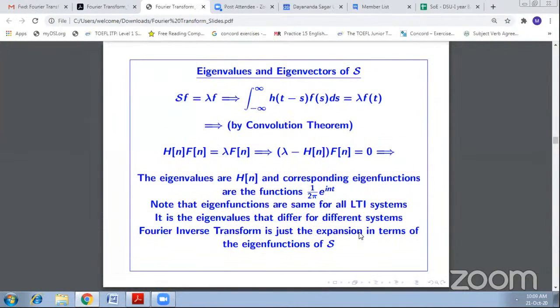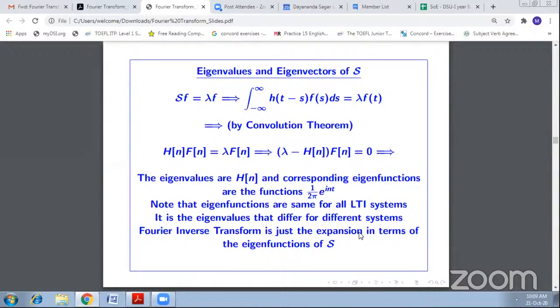Now, the important thing is, once you have such an operator, a mathematician always looks for the eigenvalues and the eigenvectors of the operator. So if I want an eigenvalue and eigenvector, Sf must be equal to lambda f, but Sf is written in terms of this integral. Just now we saw system response must be equal to lambda f. Now we apply the convolution theorem. This becomes the product on the transform side, and this becomes lambda f_n. So combine the terms, you can write it in this form.